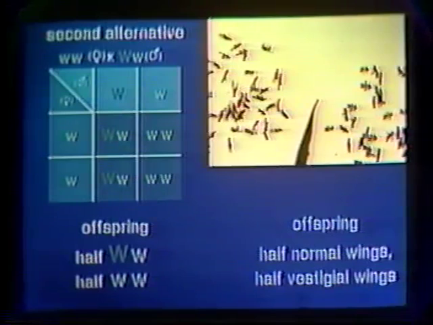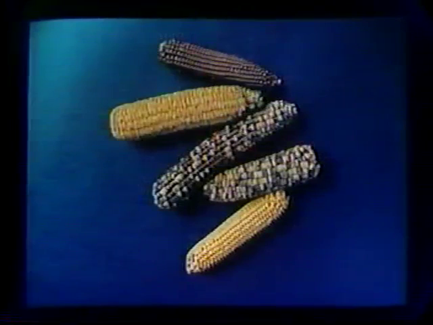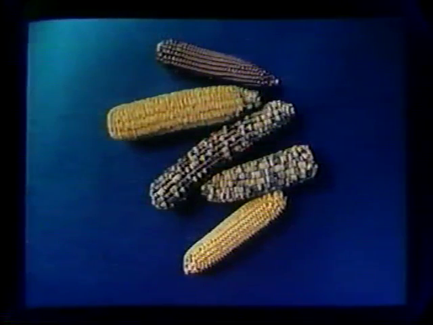Half of the offspring are also heterozygous, but the other half are homozygous, with both genes recessive, and should have vestigial wings. Thus, if about half the offspring in the experiment have vestigial wings, the unknown parents must have been heterozygous.